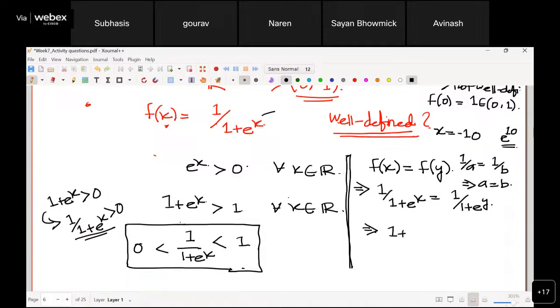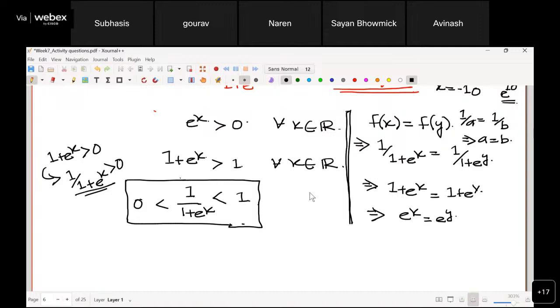So then what will I get from here? 1 plus e power x is basically 1 plus e power y, right? So from here I will get e power x equal to e power y, right? Yes, sir. So now what can I conclude from the last equality? X equal to y. X equal to y, sir.